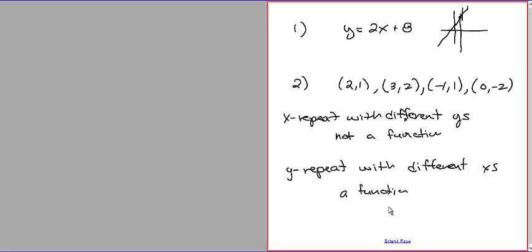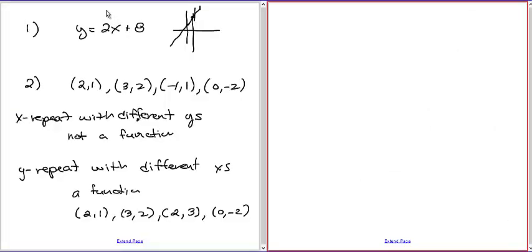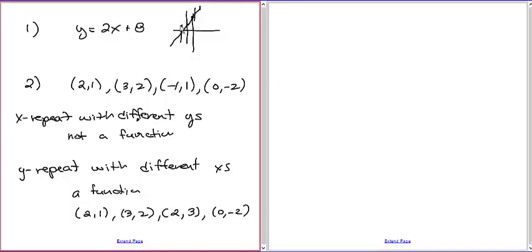So what would this look like if it were not a function? If it were not a function, you'd have something like (2, 1), (3, 2), and then if I had (2, 3), say, and then (0, -2). So here you can see that I've got a repeat in x and then different y's. And so that is not a function. That's the best way to look at it when you've got pairs. Now if you've got graphs like this one, if you're actually given the graph, you just need to do the vertical line test. If it passes the vertical line test, then it's going to be a function.